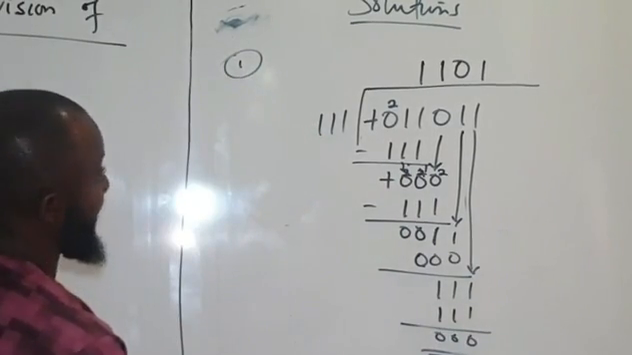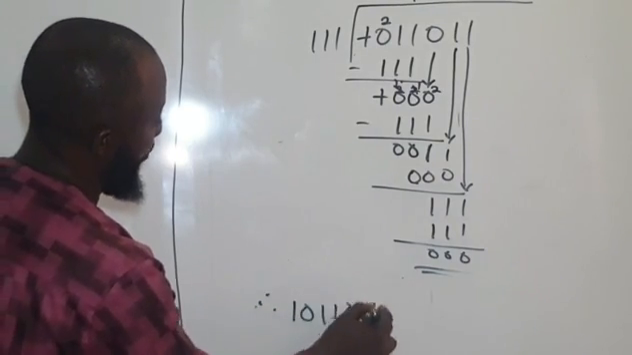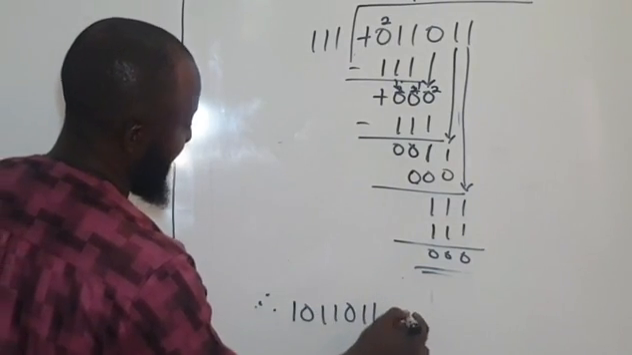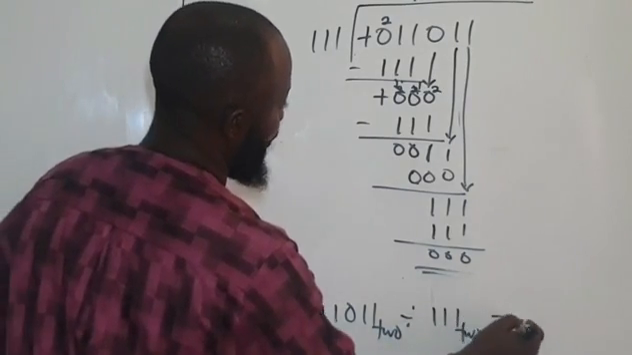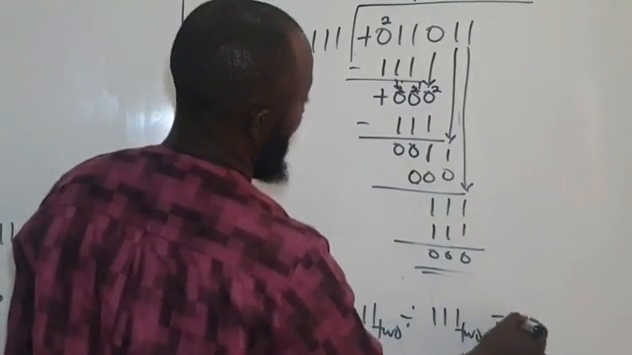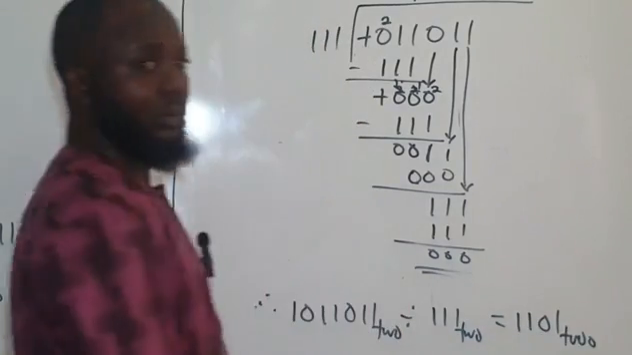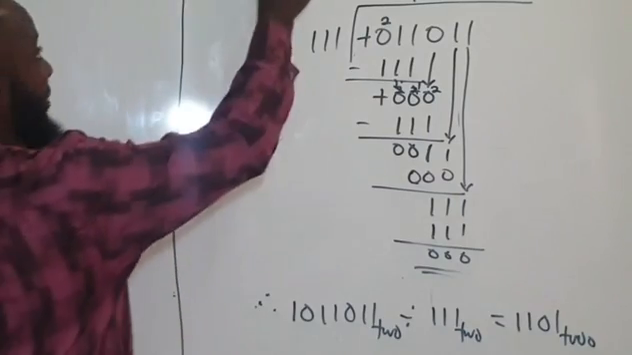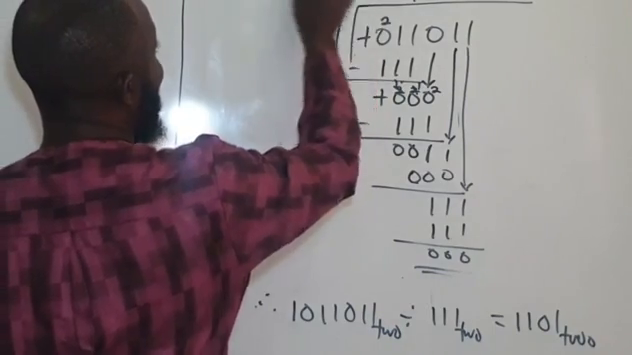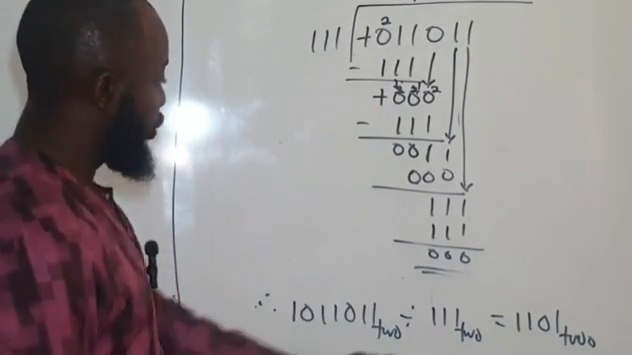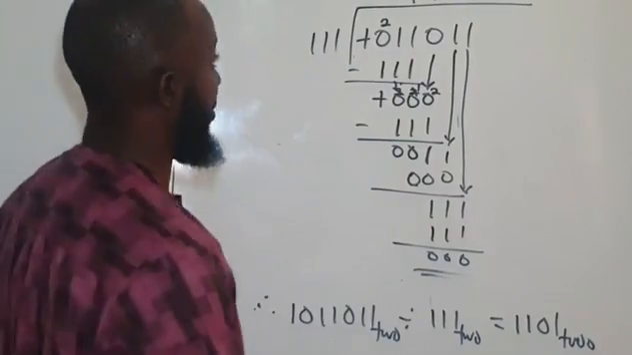So meaning that 1 0 1 1 0 1 1 base 2 divided by 1 1 1 base 2 equals the answer 1 1 0 1 base what? Base 2. Exactly. That is the first method. So this is method 1. And if you want to confirm your answer, just multiply this by this and see if we are going to get the same answer. We can confirm that here.